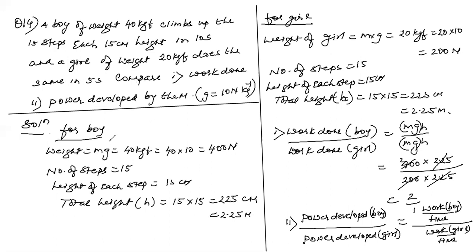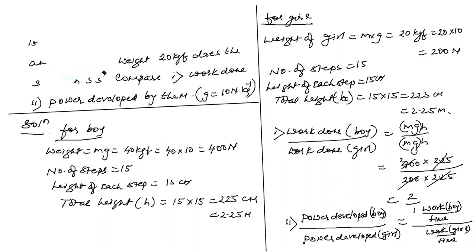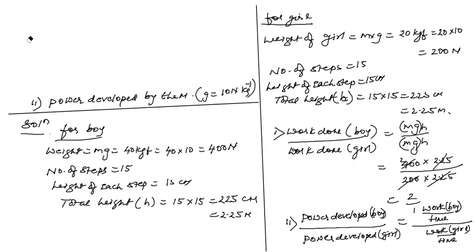So what will happen, children? Therefore, can I rub this side, children? I'm so sorry, there is no place left, okay? I want the power developed ratio, compare the power developed by them. So the power developed by, please have a look, I'm rubbing the question here. Okay, the power developed by boy upon power developed by girl.